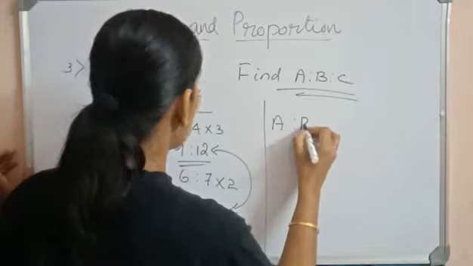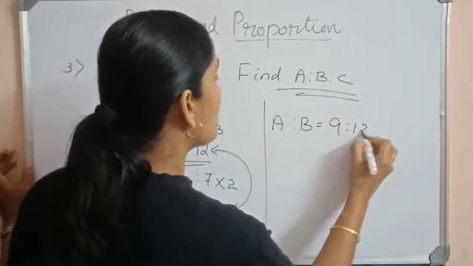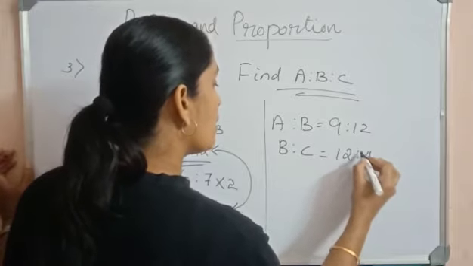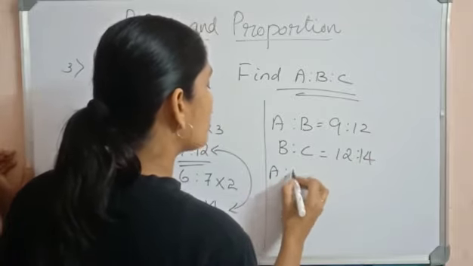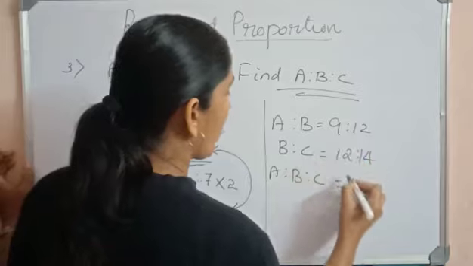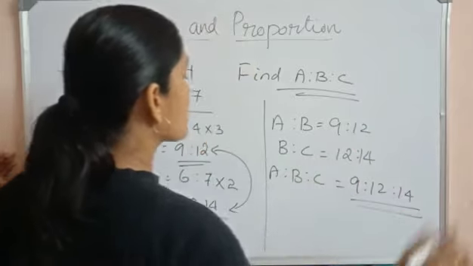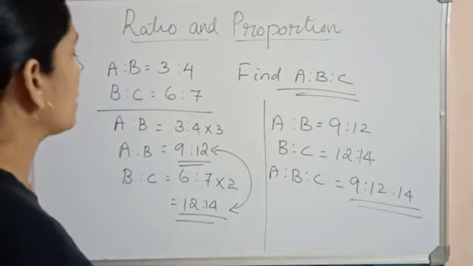It is A is to B is equal to 9 is to 12. B is to C is equal to 12 is to 14. So when you combine A is to B is to C, we can write this as 9 is to 12 is to 14. This is how we can find the value of A is to B is to C.